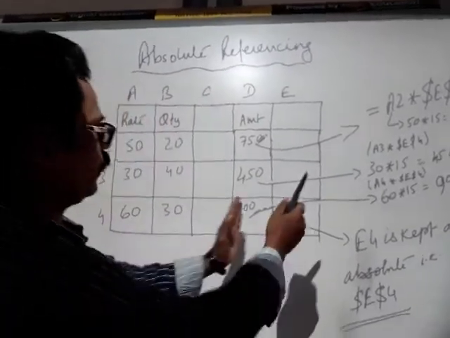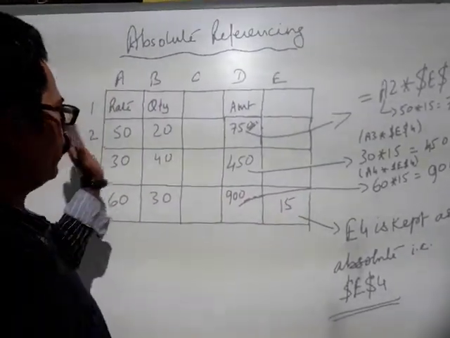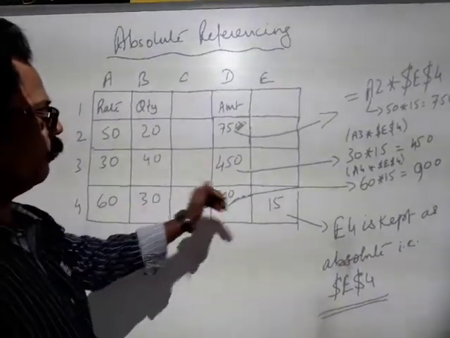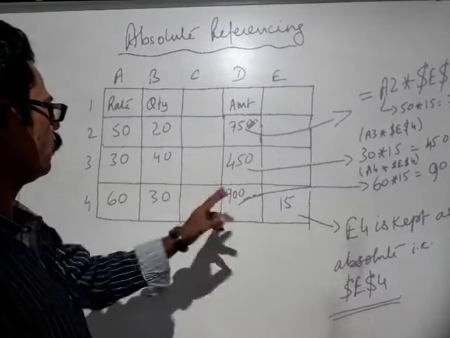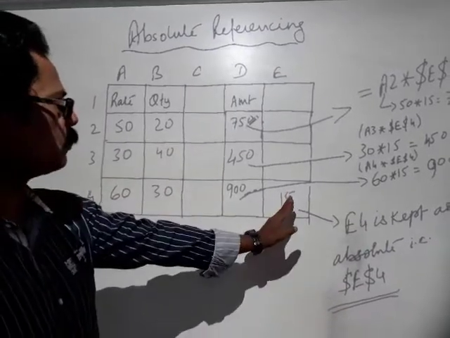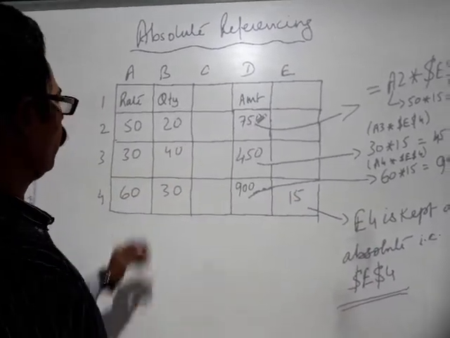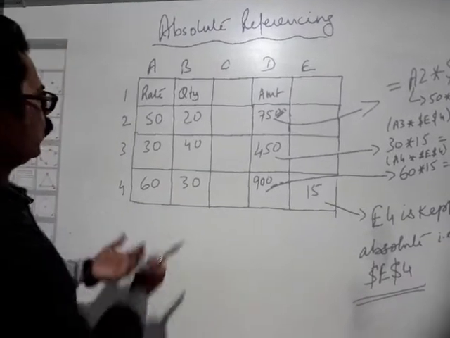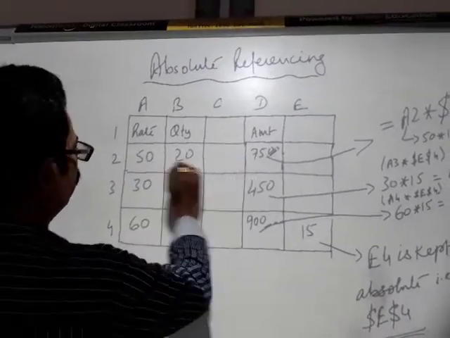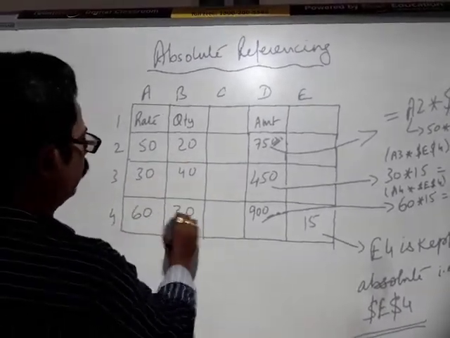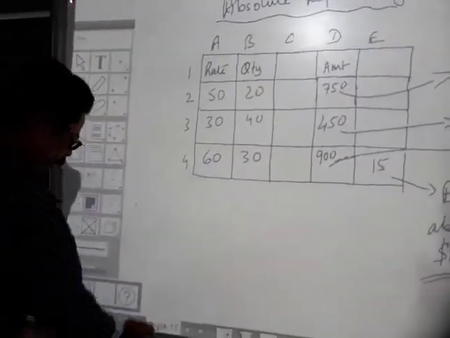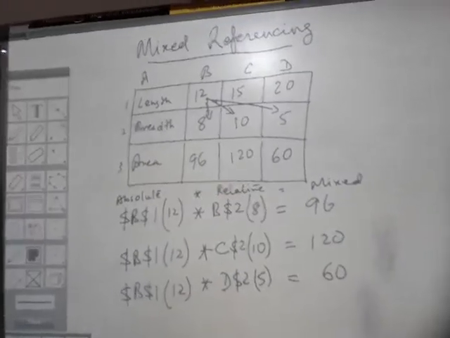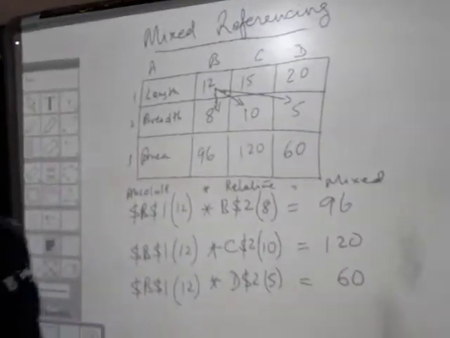That means one of the cells is kept as absolute, while the rest keep taking the same absolute value and keep on calculating, that is rate into this particular quantity. If I take it this way, 50 into 20, 30 into 40, 60 into 30, that becomes relative referencing. Then the next one is mixed referencing.